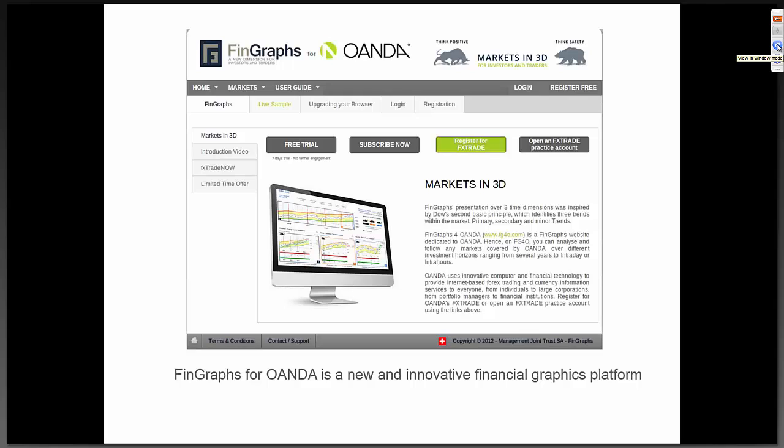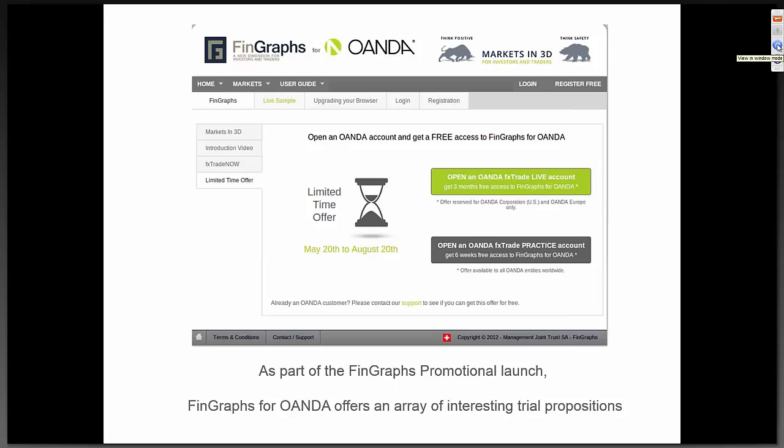FinGraphs for OANDA is a new and innovative financial graphics platform. It has been tailor-made for OANDA's clients and is accessible at the address you can see here, fg40.com. As part of the FinGraphs promotional launch, FinGraphs for OANDA offers an array of interesting trial proposals. I'll let you discover them on our homepage.